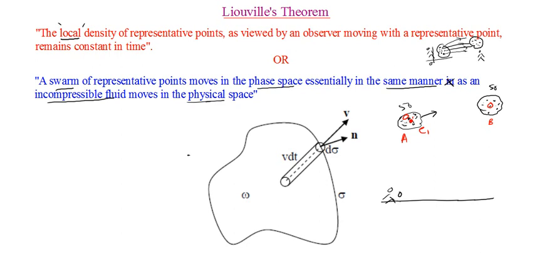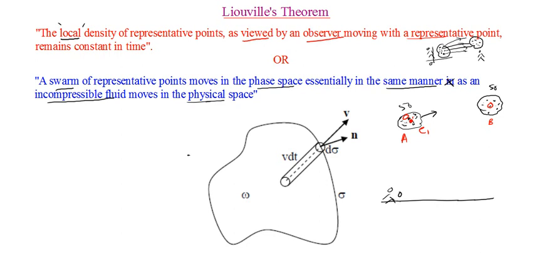So I think you understand that I am using this analogy only to give you a concept of the word local density. That is why it is given here: the local density of representative points as viewed by an observer moving with a representative point, or moving with the representative points, remains constant in time.